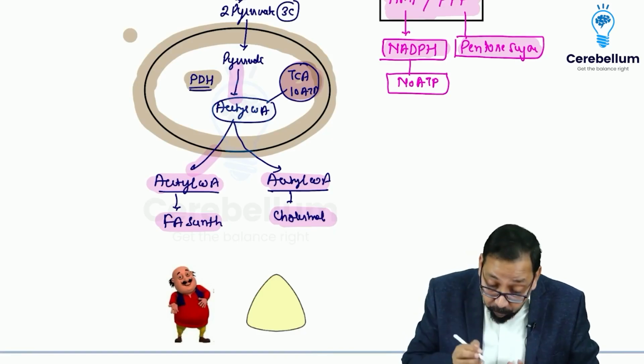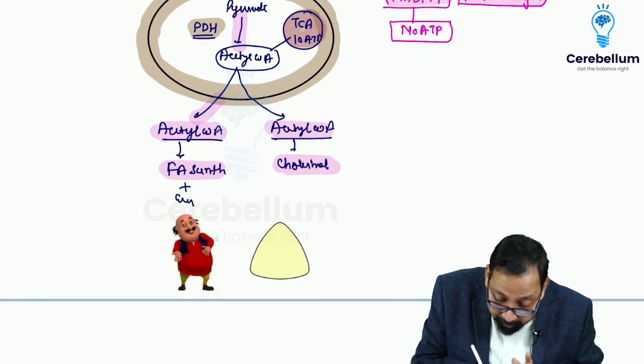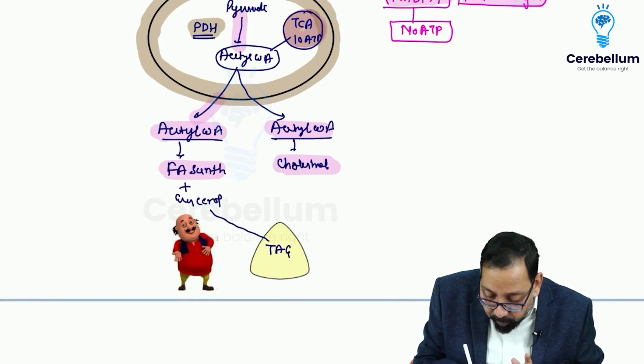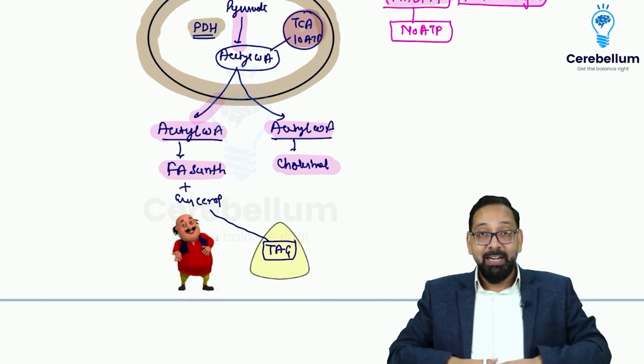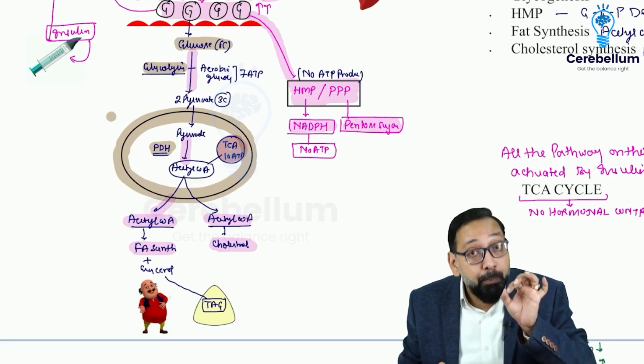A question is asked: this extra fatty acid binds with glycerol to produce triacylglycerol, and it is stored in adipose tissue. So this is the fate of carbohydrate.